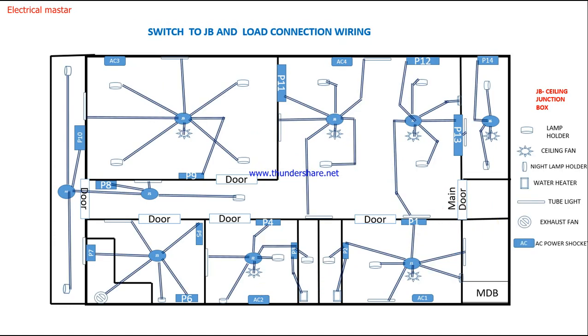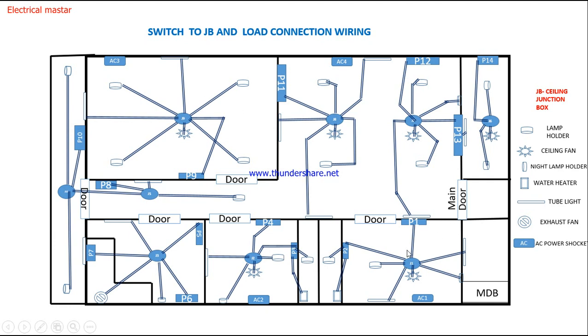Then the next drawing, the switch to JB and load connection wiring drawing. It means now the JBs have received the power and the ACs have received the power. So now we need to split that power to the individual loads, for example lamp holders, ceiling fans, night lamp holder, water heater, tube light, exhaust fan, AC, like that. Each load component needs a power supply from the JB.